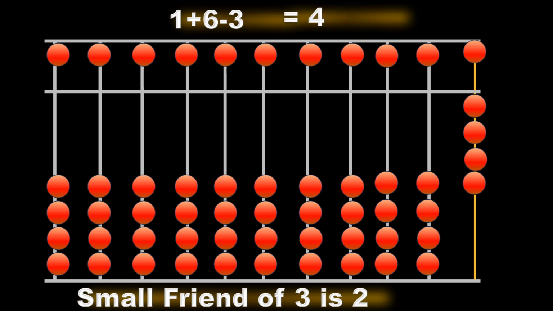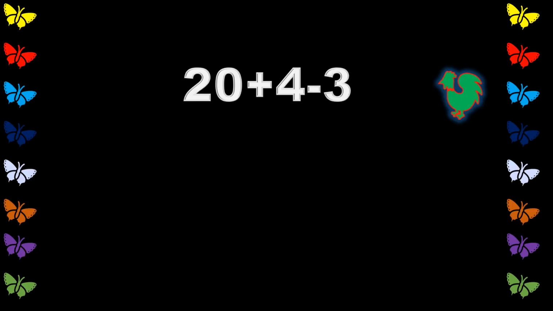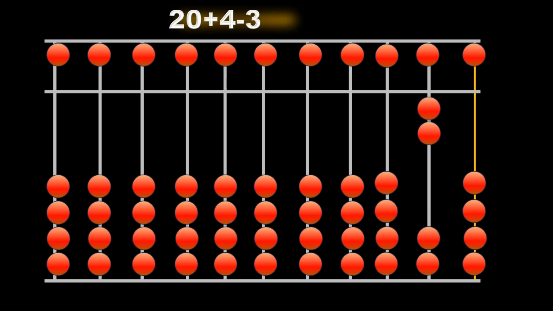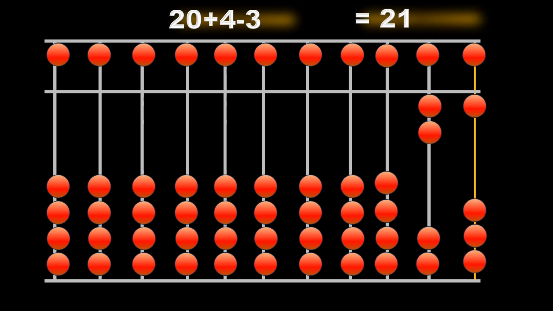The next question is 20 plus 4 minus 3. So put 2 in tens rods, it becomes 20. Now second digit is 4, so add 4. Third digit is minus 3, so subtracted 3 as we have. So the answer becomes 20 plus 1, 21.